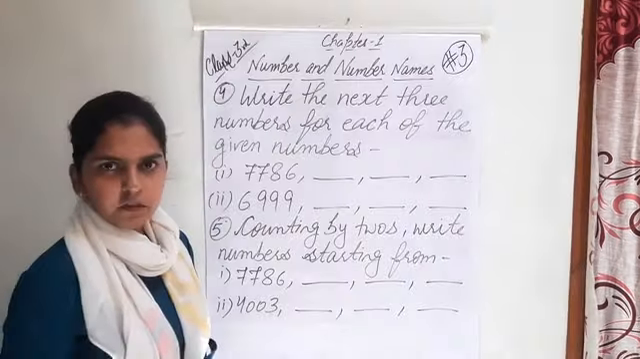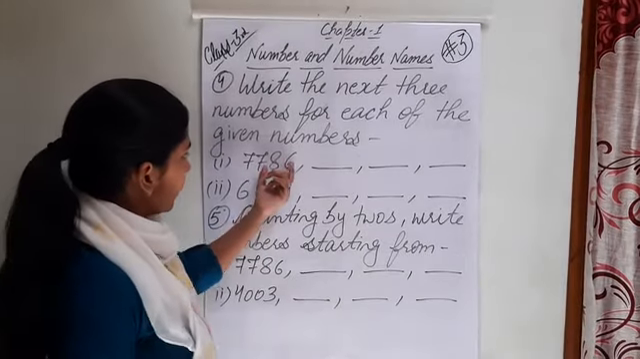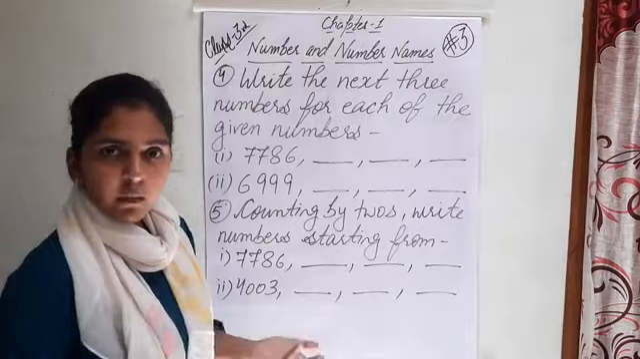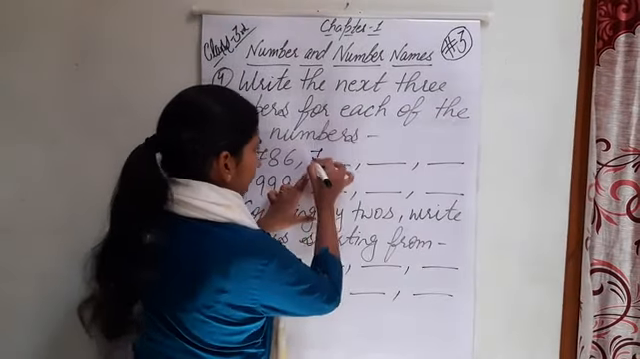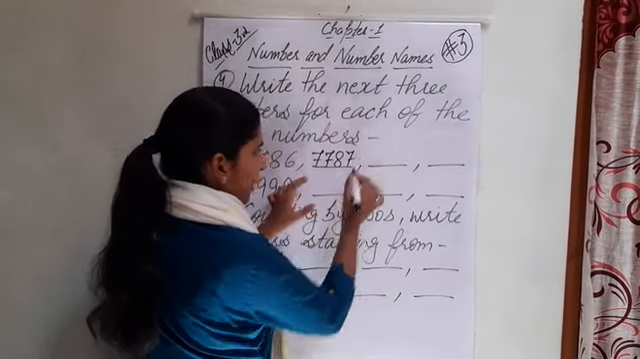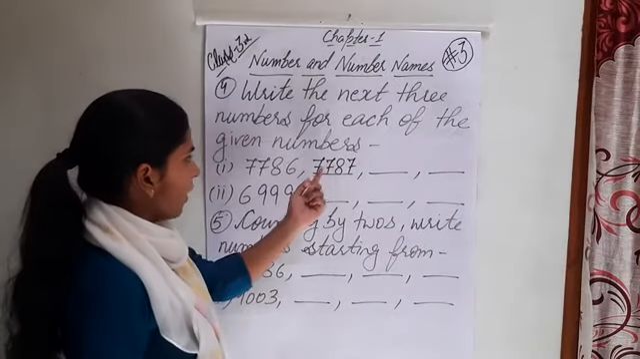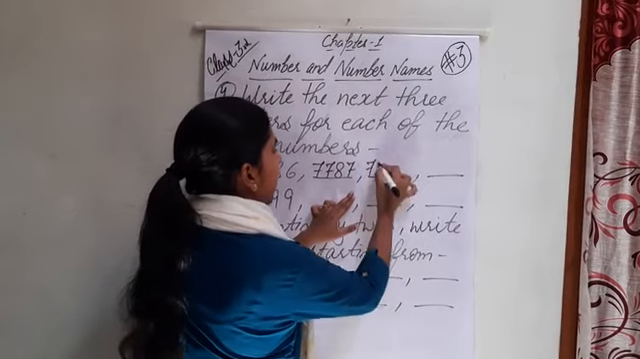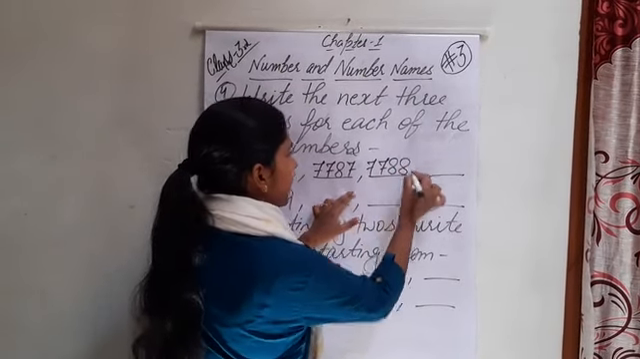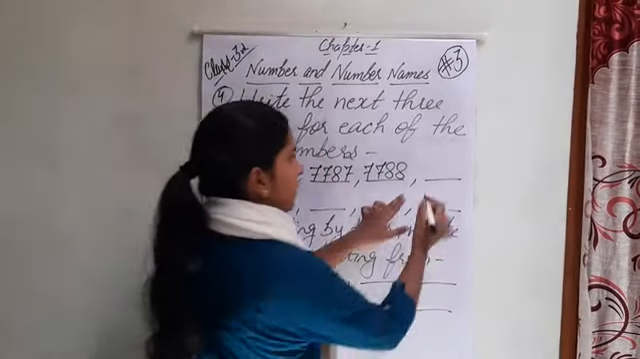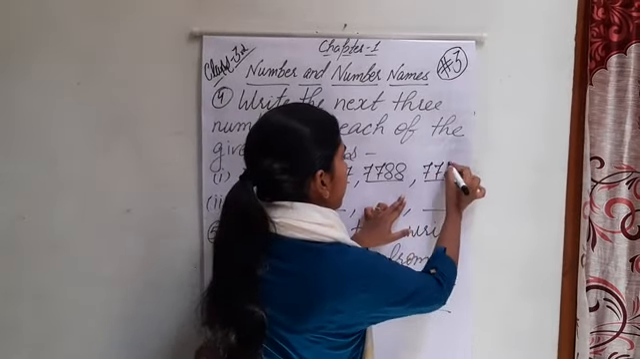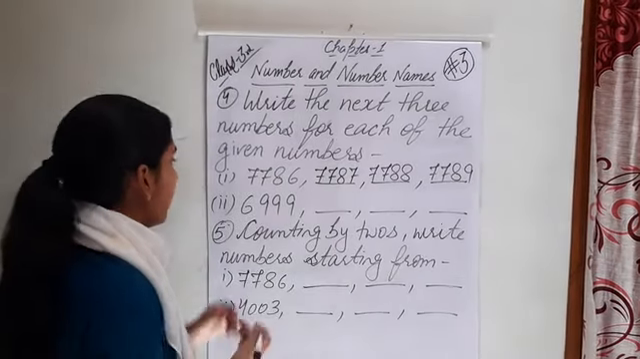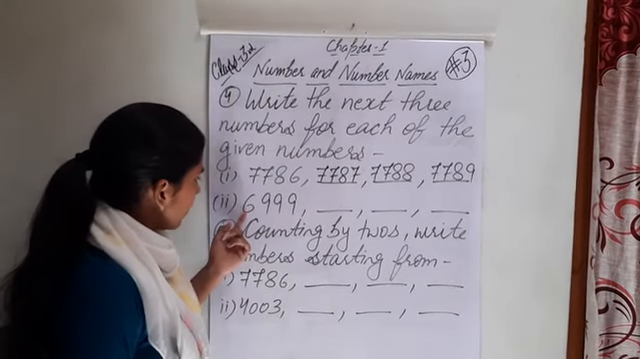Okay students. So first part is 7786, right? So 86, last two digit number. So after 86, which number comes? Right, 87. Okay, 7787. Then 7788. Then 7789.